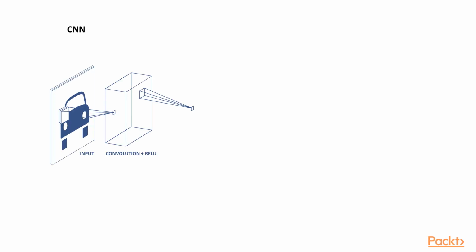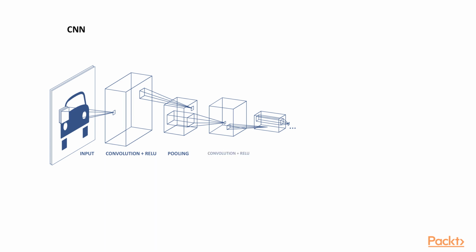Third is the rectified linear unit layer. This layer applies an activation function to the output of the previous layer. This function is usually something like max of 0 and x. This layer is needed to add non-linearity to the network so that it can generalize well to any type of function. Fourth is the pooling layer.